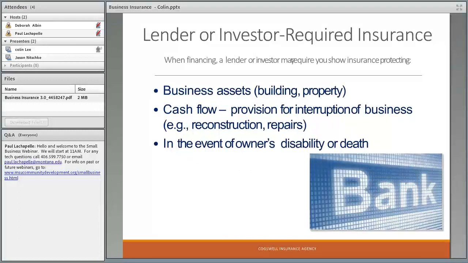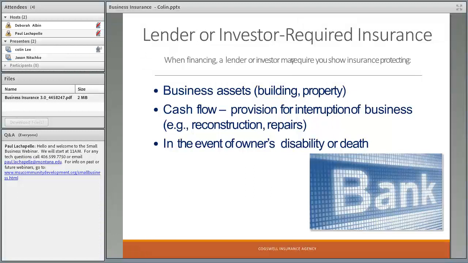Lenders also will require you to have property insurance. Some lenders might even require you to have a business income policy, where in the event your business is disrupted, maybe it burns down, you're a restaurant, and now you're not making any money, the bank still wants to be paid, so they might require you to have a business income policy. And then last is in the event of the owner's disability or death.